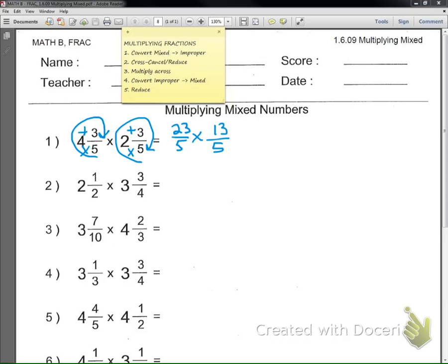I have a 23 and a 5, so my factors of 23 are just 1 and 23. There's nothing else that can go into 23. 23 is a prime number. So is the number 5. 5 is a prime number. That means there's nothing you can cross cancel with those two.